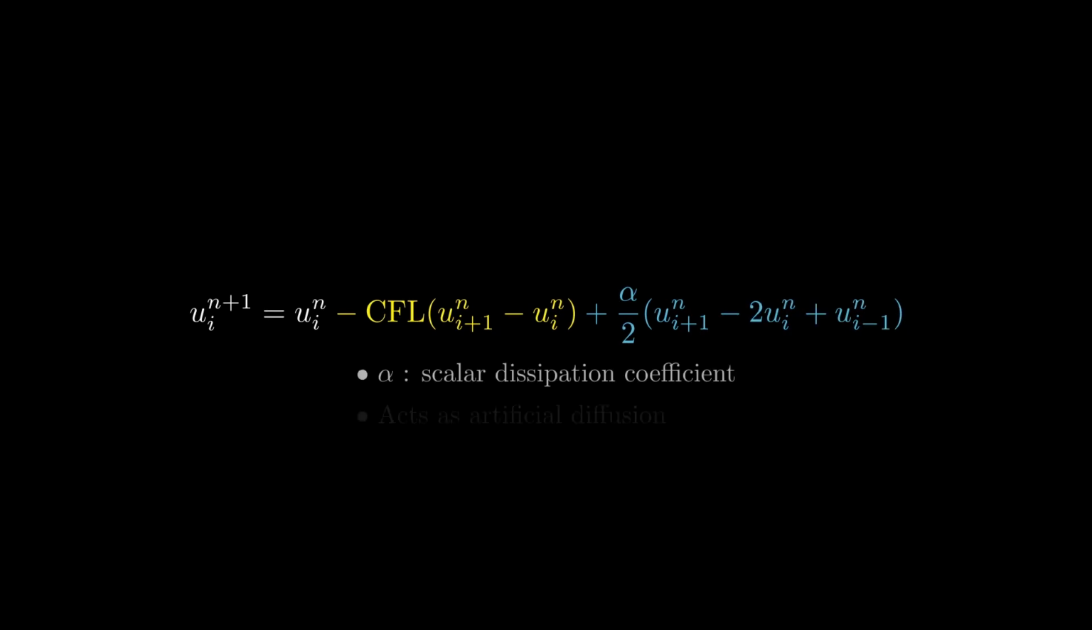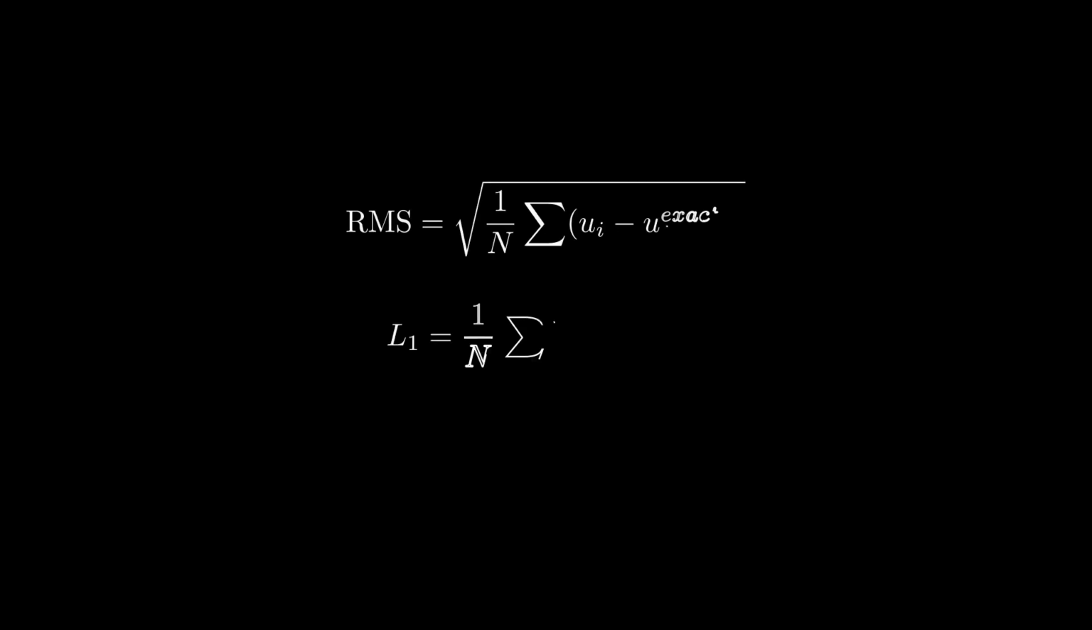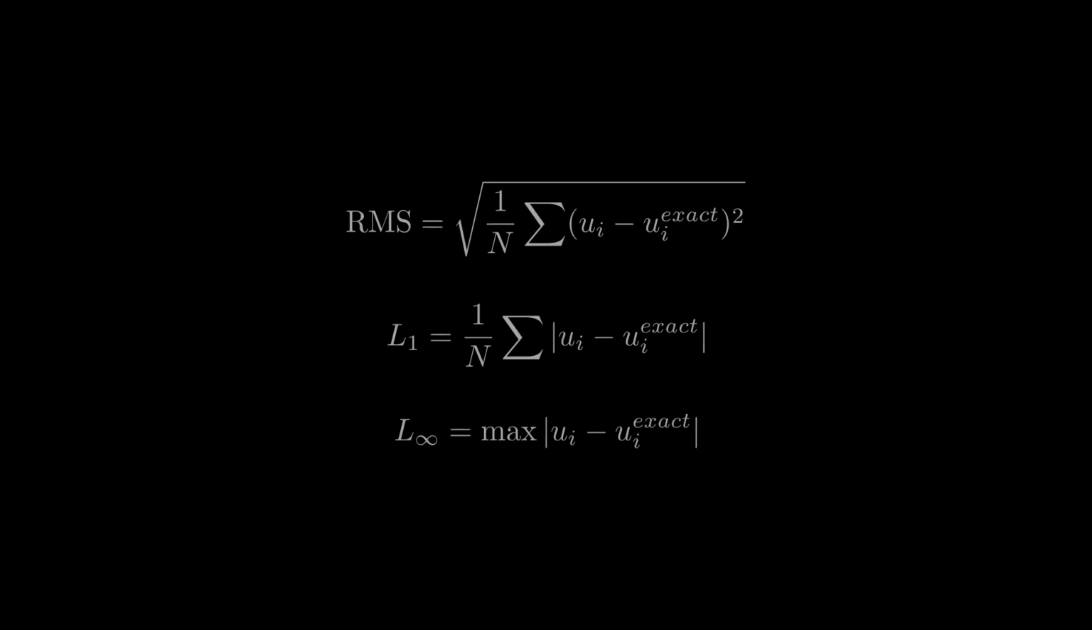To stabilize FTFS, we introduce a second-order scalar dissipation term. This term acts as artificial diffusion. The dissipation coefficient, alpha, controls the amount of numerical damping. With a suitable choice of alpha, spurious oscillations are suppressed and the scheme becomes stable. To quantify accuracy, we use standard error metrics. These include the root mean square error, the L1 norm, and the L infinity norm.